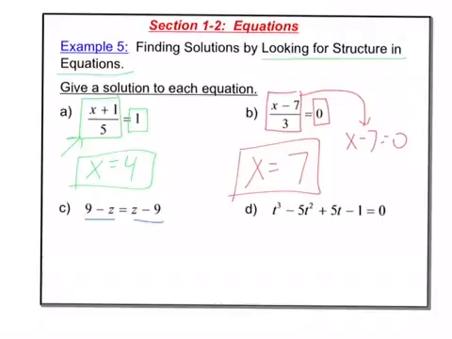And since the only number that's equal to its opposite is 0, we have to figure out a value of z that we could plug in that would make both of these sides 0. Therefore, the only thing that's going to work here is if z is equal to 9. So again, we looked at the structure, the two sides were opposites, so z has to be 9 to make it 0 equal to 0.